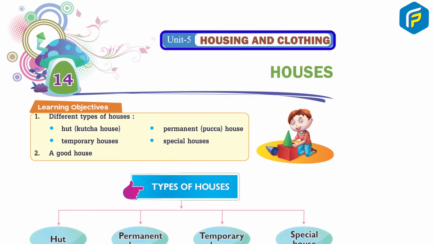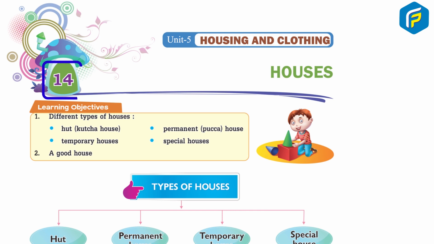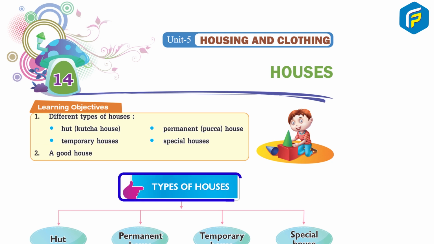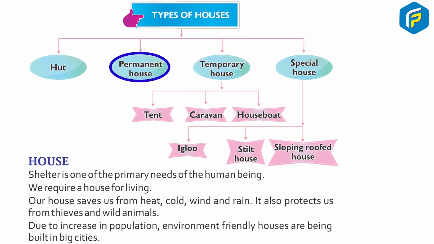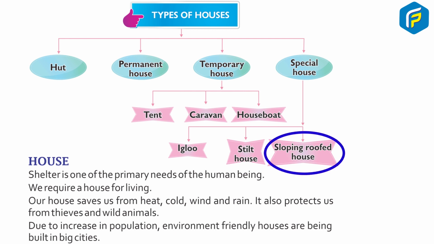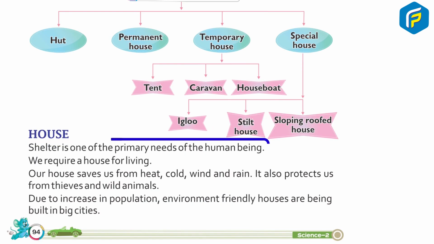Unit 5 Housing and Clothing. Chapter 14: Houses. Learning Objectives: 1. Different types of houses: hut, kacha house, permanent pakka house, temporary houses, special houses. 2. A good house. Types of houses: hut, permanent house, temporary house, tent, caravan, houseboat, special house, igloo, stilt house, sloping roofed house.